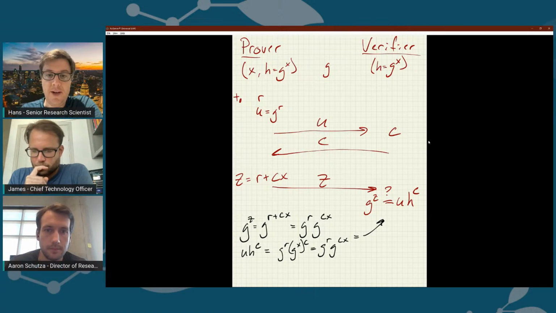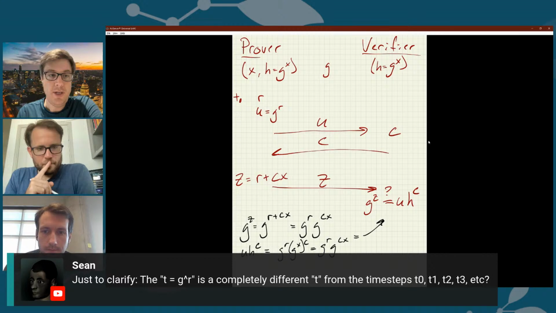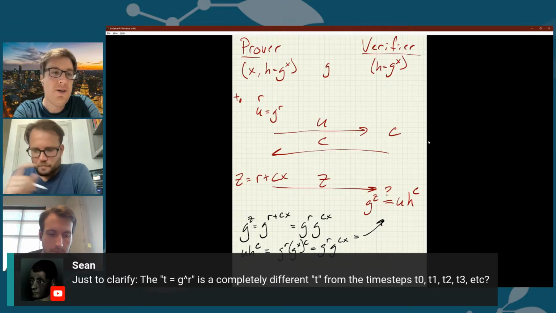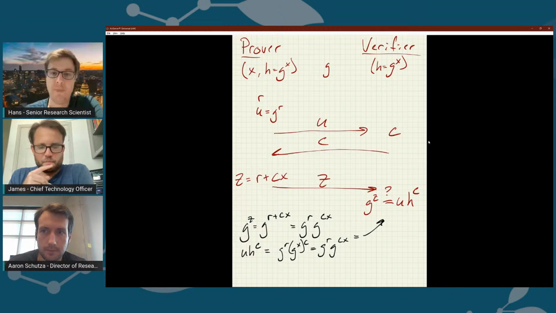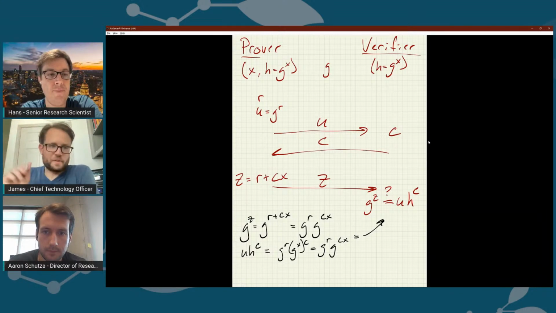And then to clarify, a question we got from Sean: the T, the commitment T, is a different T from the time steps. T0, T1, those are time, but T, the commitment, is a different T. It's an unrelated T. They just happen to both be T. Yes, I was trying to time order, since these things don't all happen simultaneously. We're going forward in time as I go down the page, basically.